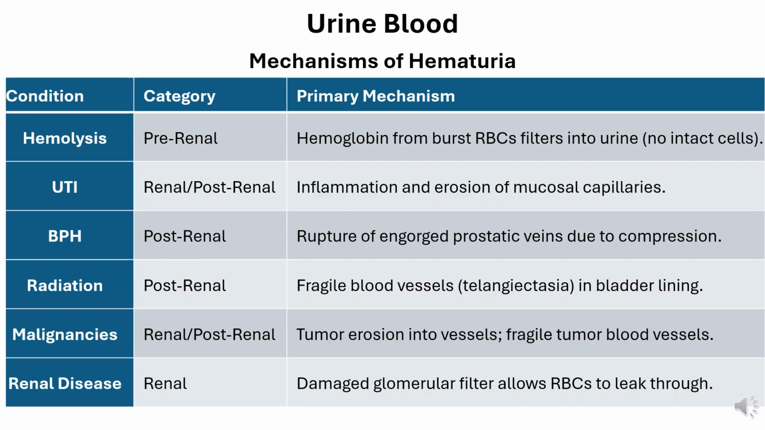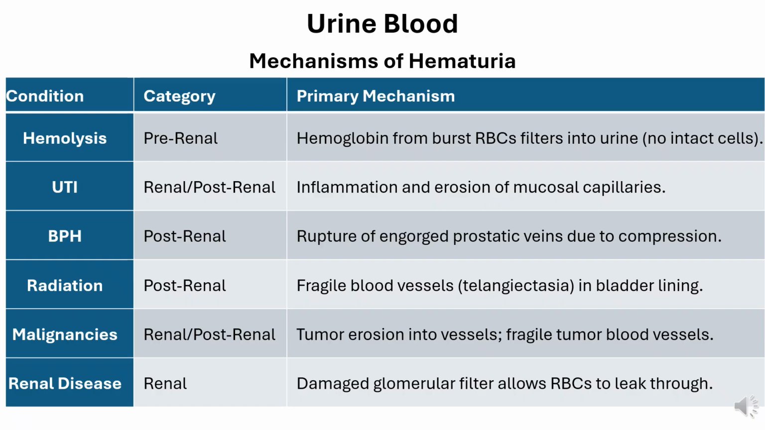1. Hemolytic anemia is a prerenal cause. Red blood cells are destroyed due to autoimmune reaction, transfusion reaction, or toxins, releasing free hemoglobin into the plasma. Hemoglobin is a small molecule that filters through the glomerulus into the urine. The dipstick will be positive for blood. If there are no intact RBCs under a microscope, this is called hemoglobinuria.